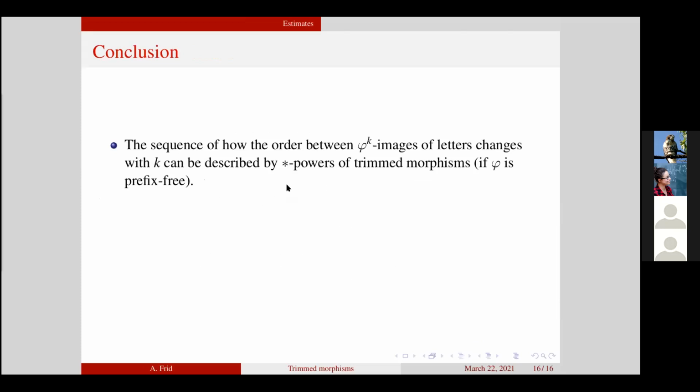So the conclusion is that for any given two morphisms, we can describe what exactly happens at the level of orders between images of letters, between orders between images of infinite words, if you prefer. We can describe everything with trimmed morphisms and the star operation on them.